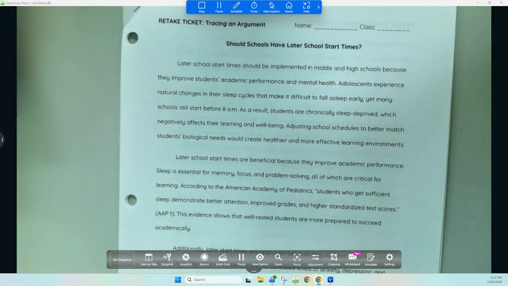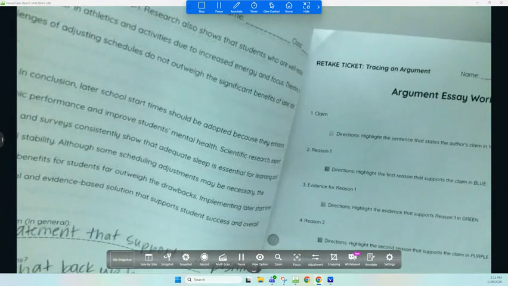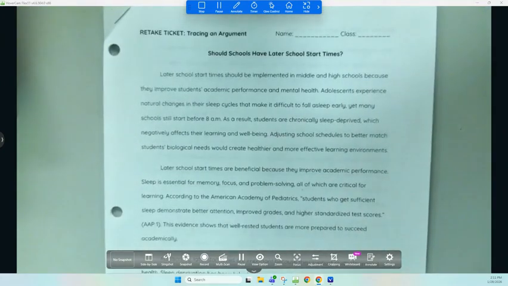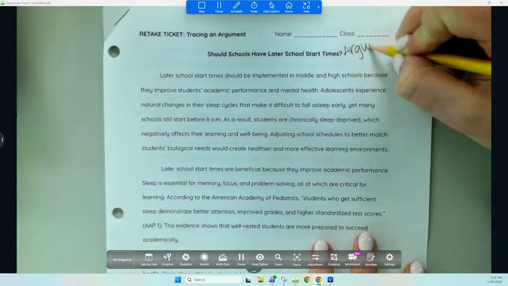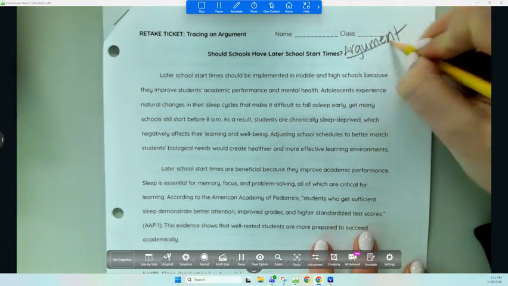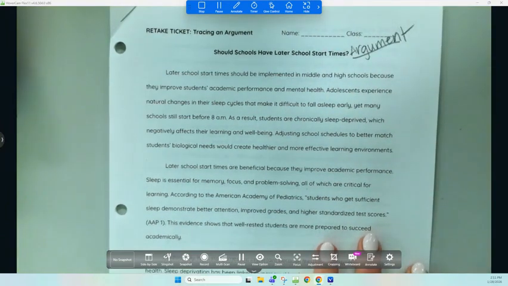So the claim is usually at the very beginning, right? So let's talk about it. The claim is what? A statement that supports a position. Should schools have later start times? That's not telling me which side, so that would be the argument. I don't even think I put that. The argument is just, should schools have later start times?